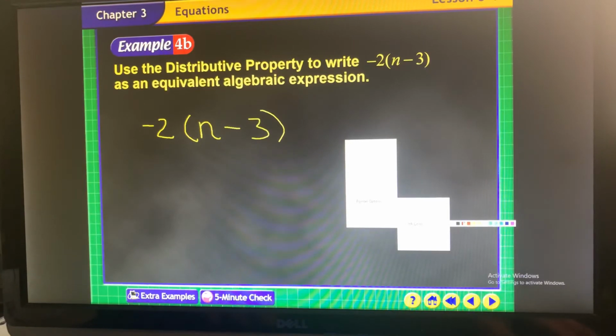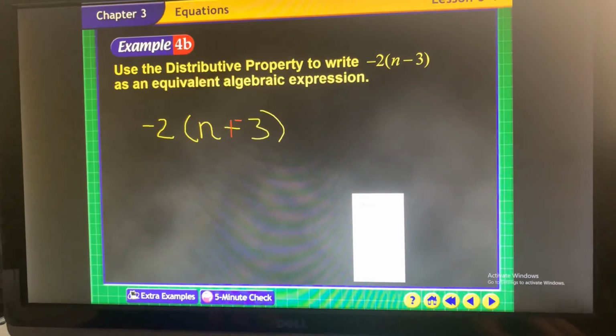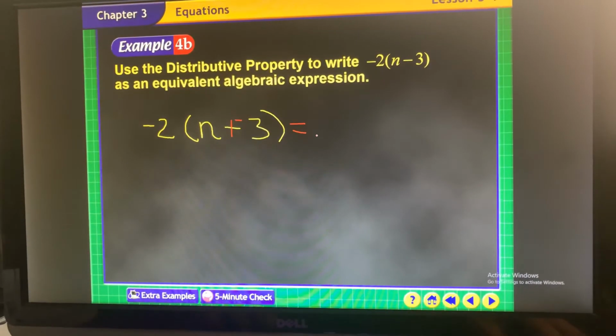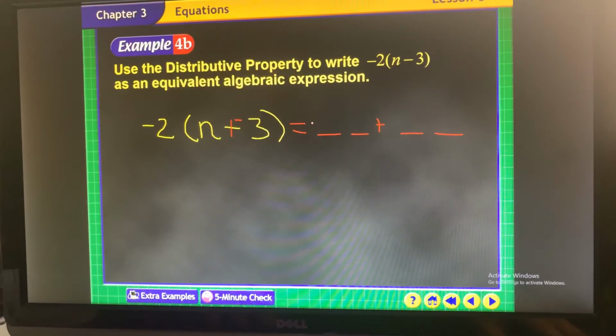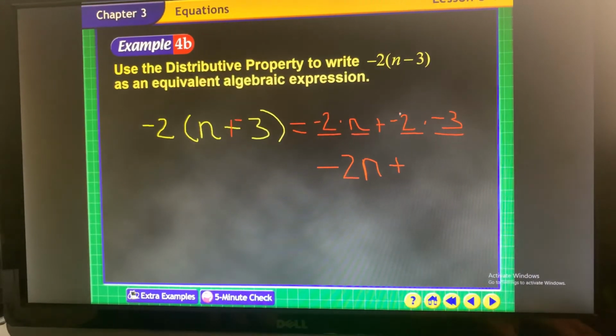So go through and add opposite, then go ahead and make your lines 1, 2 plus 1, 2. You're distributing the negative 2 to the n, then you're distributing the negative 2 to the negative 3. Don't drop your negatives. And you end up with negative 2n plus, remember every 2 negatives make a positive in multiplication, 6. And there you go. And you're done.